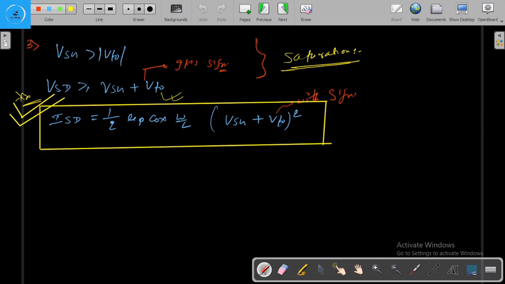So in the next class we are going to see how the gate capacitance, how the MOS capacitance, varies with the gate voltage, right? In the next class we are going to start with that topic, right?